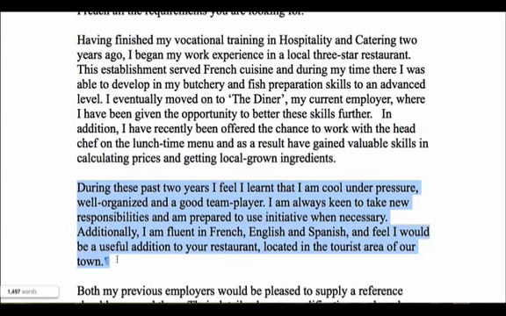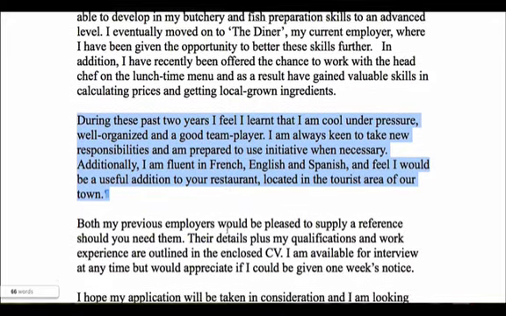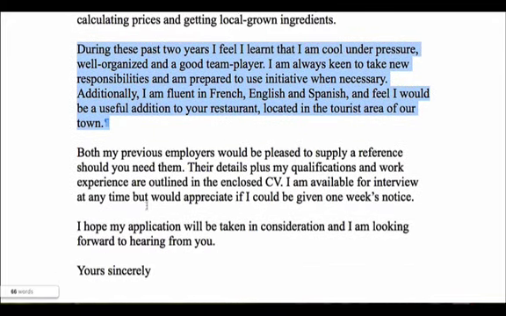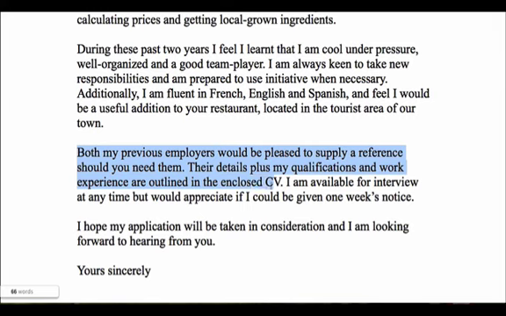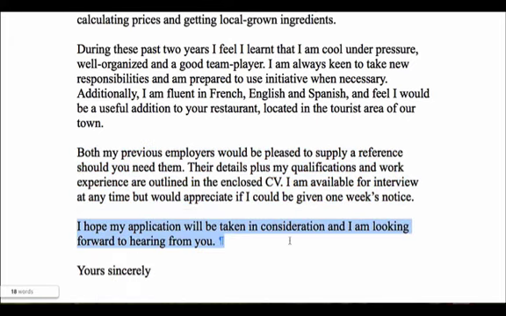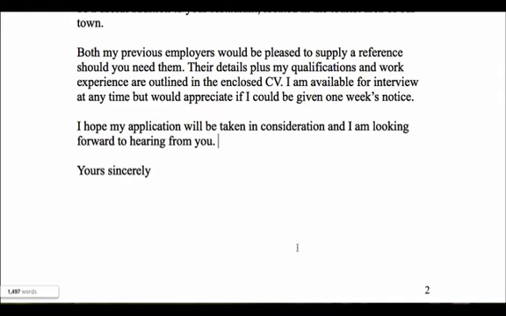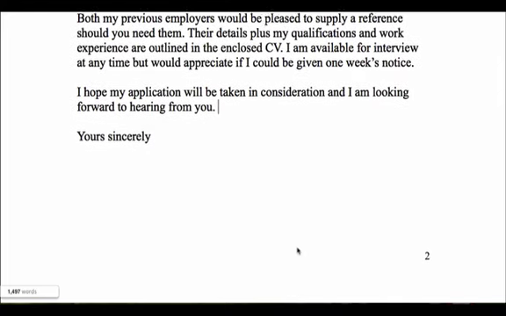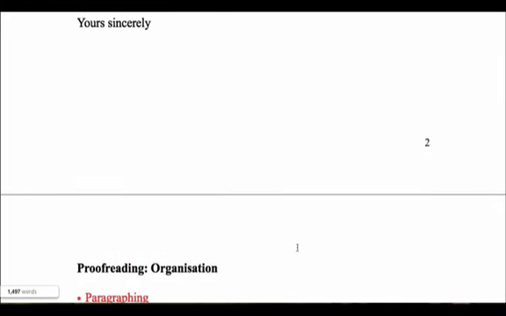The next paragraph gives us a good idea of the person's personal qualities. Finally, the person has included a third paragraph which deals with the issue of supplying a reference, about the enclosed CV, and also their availability for interview. And they finish with a nice closing comment. So in terms of content, I think this would receive a good mark from the examiner.